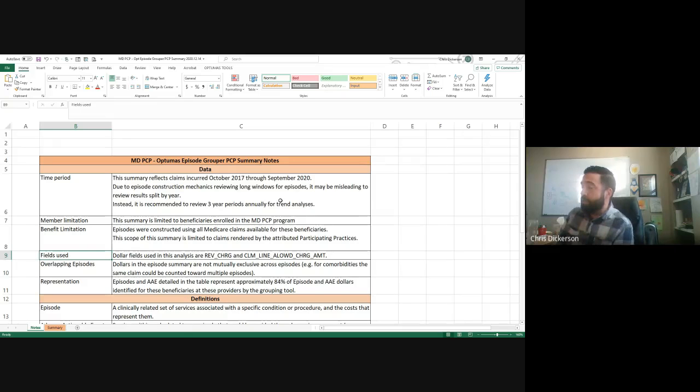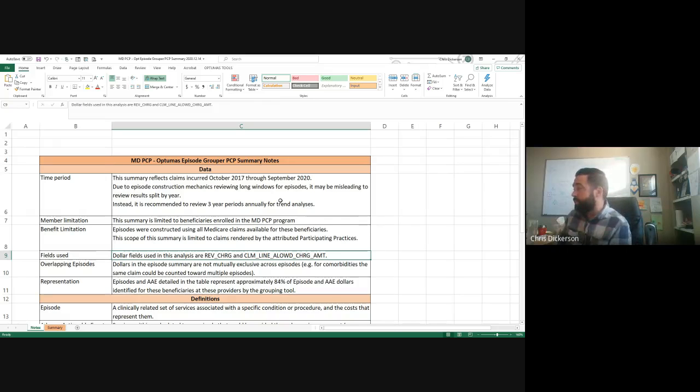The dollar fields that we're using in this analysis for now are more along a charge basis. So if you're familiar with the Medicare data sets, on the Part A data, it's revenue charge, and on the Part B data, it's the claim line allowed charge amount. This is something I mentioned a little bit already, but for overlapping episodes, dollars will be counted towards both episodes in the summary table we go over. And then also the summary table that I'll show, we've just picked the most consequential episodes, and those episodes represent about 84% of the total PCP spend. So we are capturing the majority of the episode-based PCP spend with these episodes that we'll focus on.